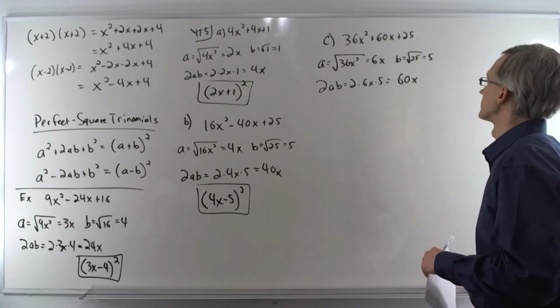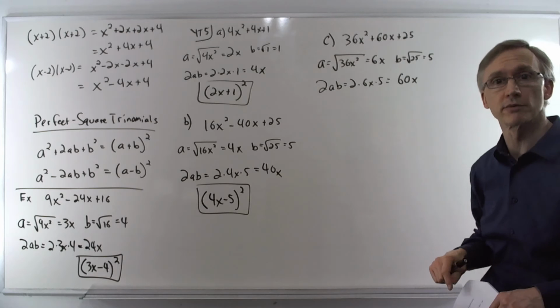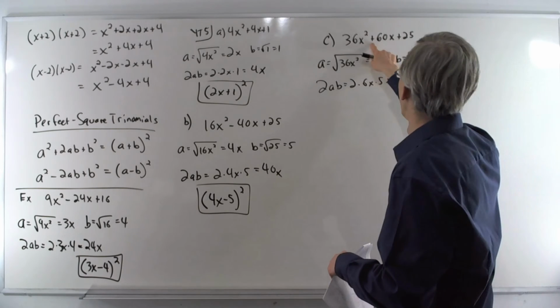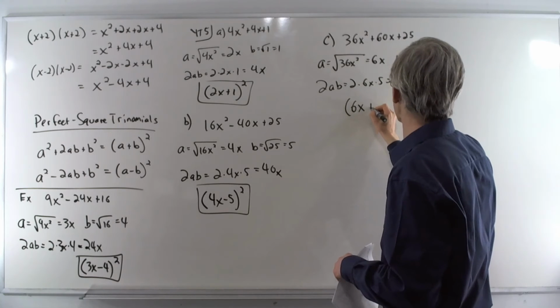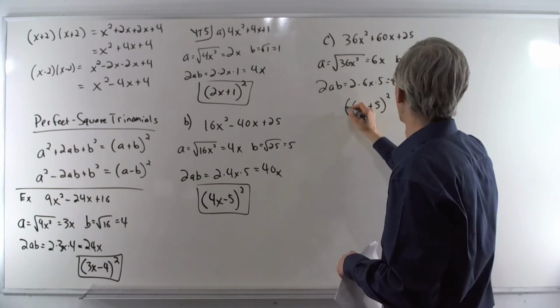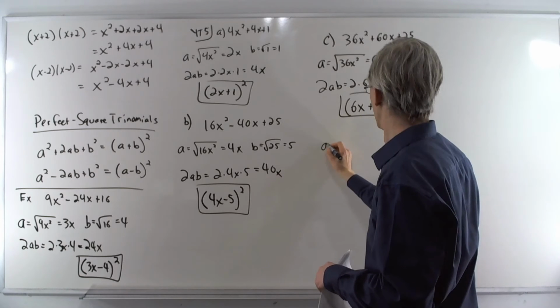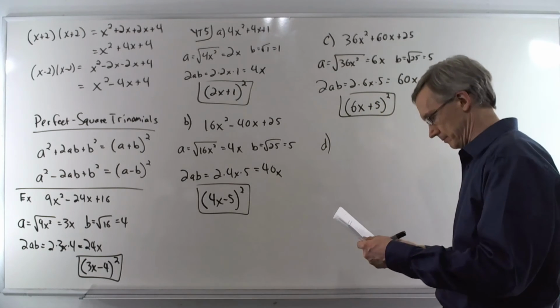And keep the x. So 60x, that matches the middle term, so we have a perfect square trinomial. We have a positive version of it. So our factored form will be 6x plus 5 squared. D.